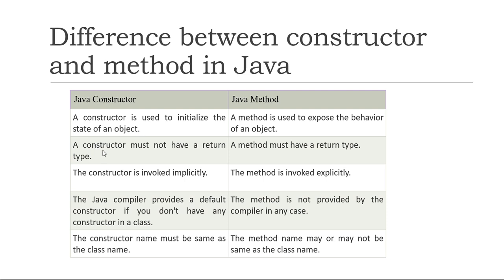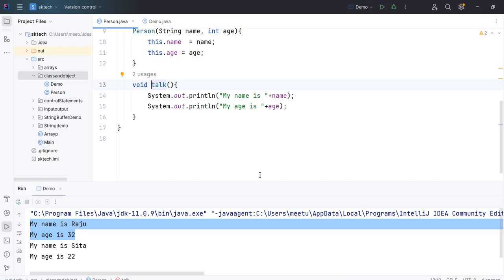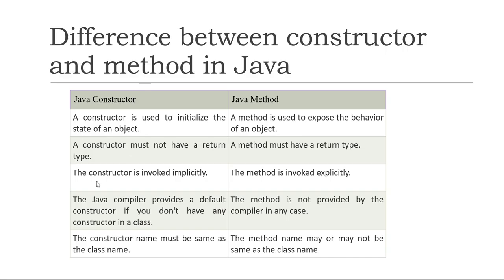The second difference is that a constructor must not have a return type, but a method must have a return type. So if you see here, even though this method is not returning anything, it has a return type, which is called void. Void means it is not going to return anything. But in case of a constructor, it should not have any return type. So that is the second difference.